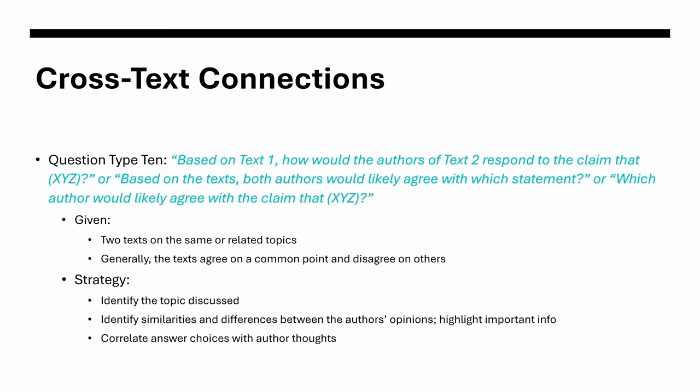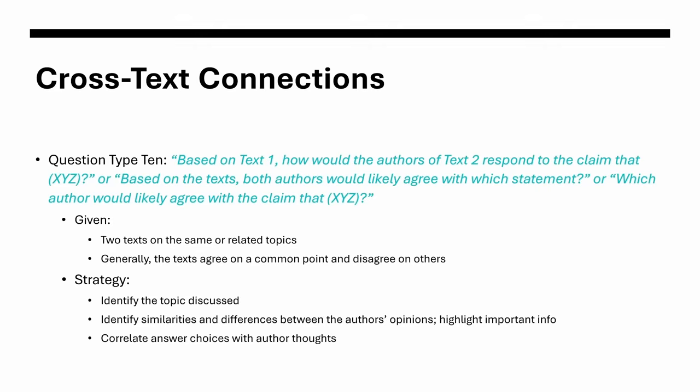Question type 10 is cross-text connections, and there's a lot of different questions that they can ask here, but some things will always be true, and that is that you'll have 2 texts labeled text 1 and text 2, and there's almost always going to be some common point that the texts agree on, and then 2 or 3 disagreeing points, right?